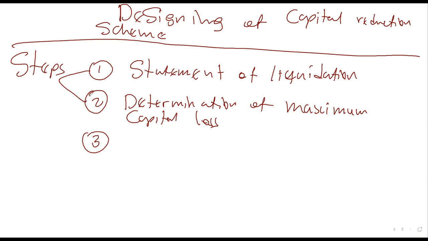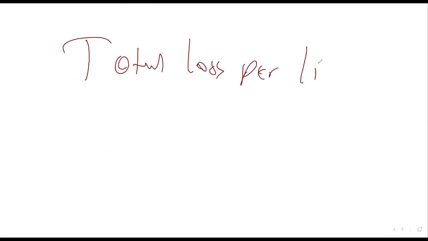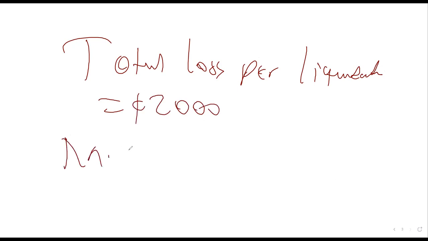So over here, you see, to proceed with the reconstruction, you need to know, if we are to liquidate the company right now, what's the total loss? So let me just give you a scenario. If the total loss per liquidation is, let's say, 2,000. And the maximum capital loss also represents the total loss if you are to do revival.